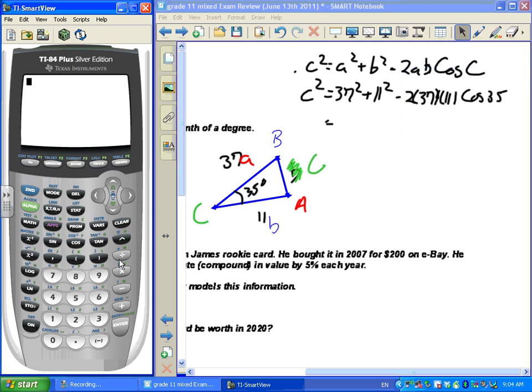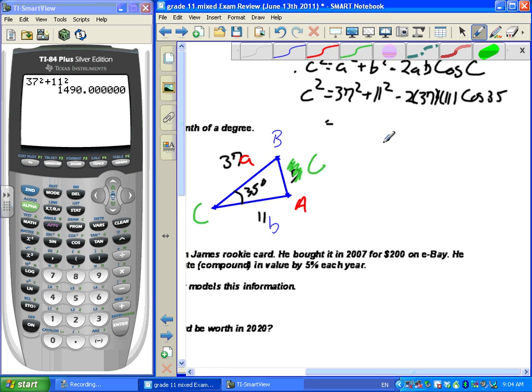Okay, so we're going to solve these numbers here. I'm going to do 37 squared, and I'm going to add it to 11 squared all in one step on this calculator. So, that becomes 1,490.